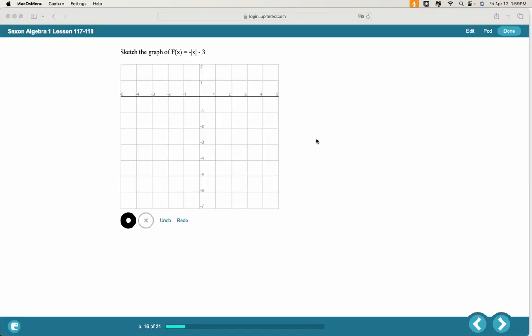Okay, so this one is a graph, and it is asking us to sketch the graph of negative absolute value of x minus 3. First of all, I see the absolute value, so that's going to be a V shape, where it's the equal sloped line on both sides of the vertex, just like mirrored images of each other. And it's negative, so that means it's going to be an upside down V.